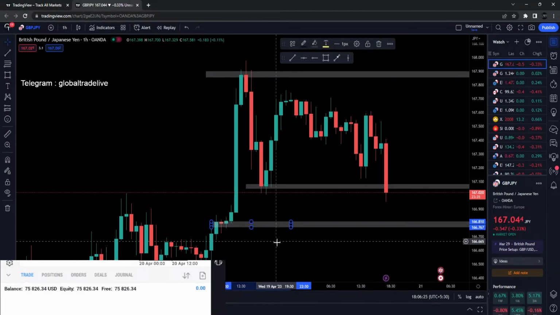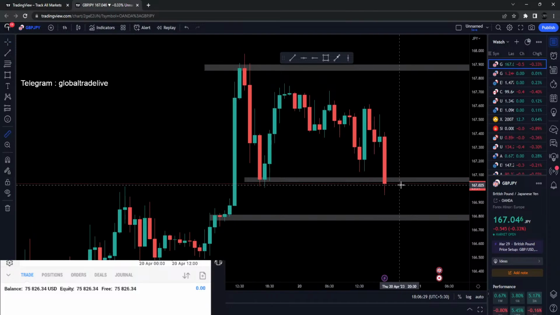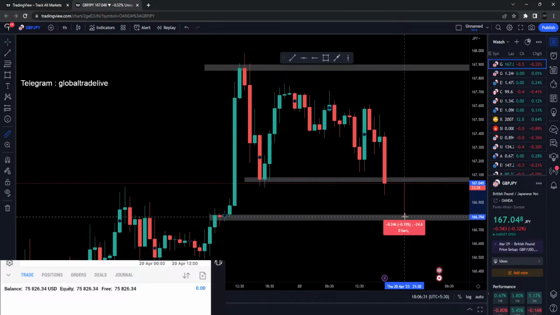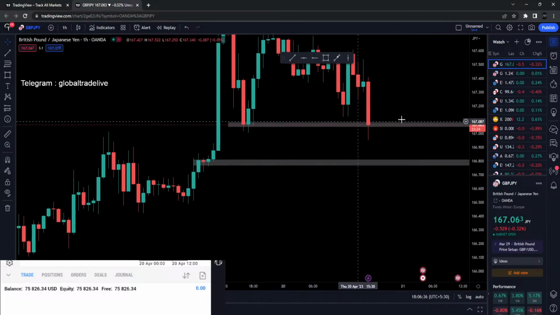But now the thing is, we have this clean range. Okay, let's calculate how big is this range. So this range is about 24 pips. The range is not bad, it's alright, it's normal.